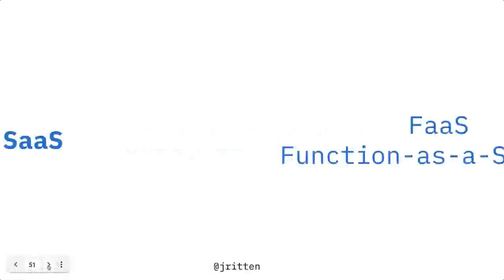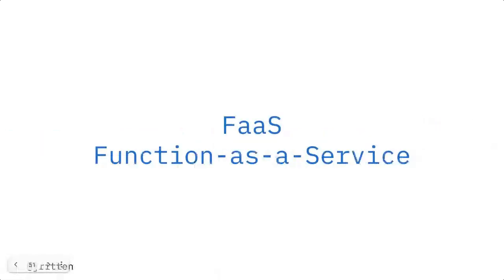So our last model we're going to look at is function as a service. Function as a service is a type of cloud computing service that allows you to execute code in response to events, so eventing, without the complex infrastructure that's typically associated with building and launching microservice applications.